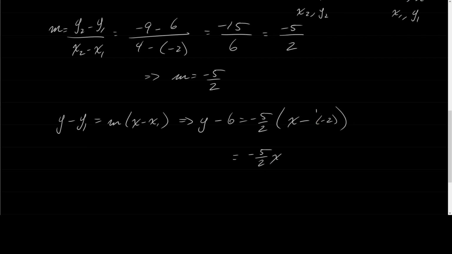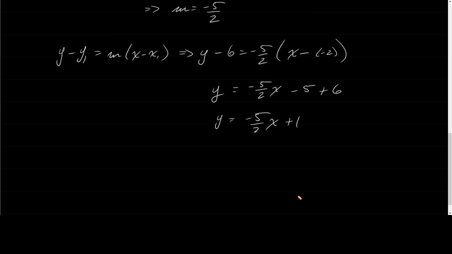This right here is technically a plus 2, right? So if I have negative 5/2 times a positive 2, that's going to be negative 5. And then if I move the 6 to the other side, I end up plus 6. So I end up with y equals negative 5/2 x minus 5 plus 6, which simplifies to negative 5/2 x plus 1. All right.